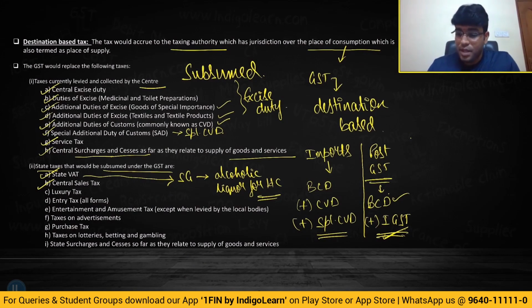So state VAT, central sales tax. Next one is what? Luxury tax. Again, what is luxury tax? Luxury tax was actually levied by star hotels or big hotels and restaurants. They used to charge this luxury tax. That's not there now. Even those guys will charge only GST. In fact, GST has replaced lot of taxes in India. In fact, that's where they gave that slogan called One Nation, One Tax.